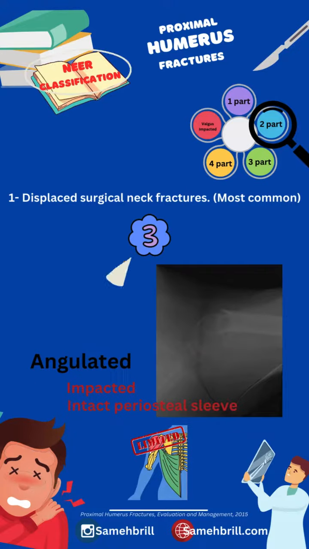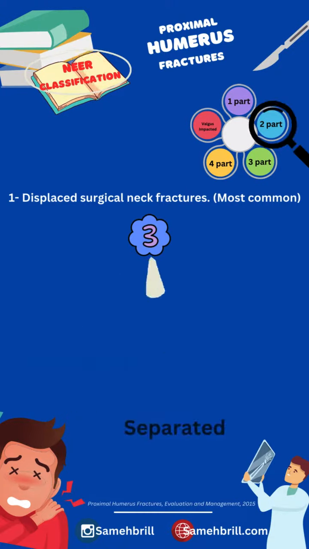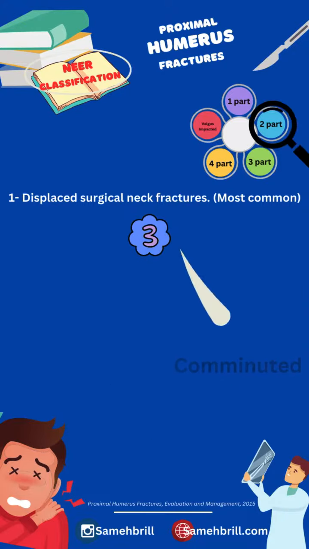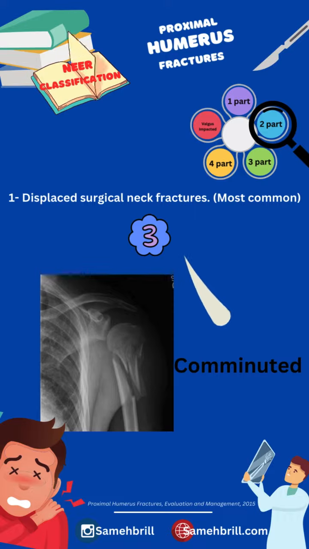in elevation and abduction. The second type, which is the separated type, the periosteum is completely disrupted and the pectoralis major pulls the shaft fragment anteriorly and medially. The third type is the comminuted type, in which the comminution is seen extending distally from the surgical neck.